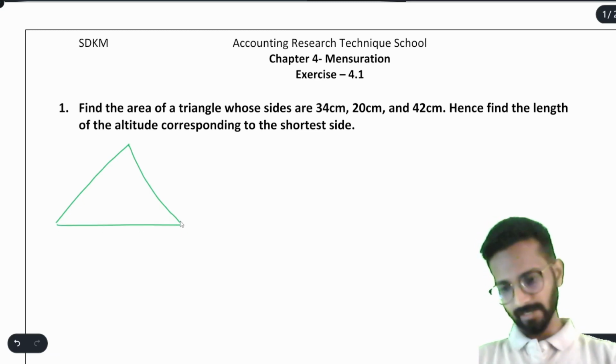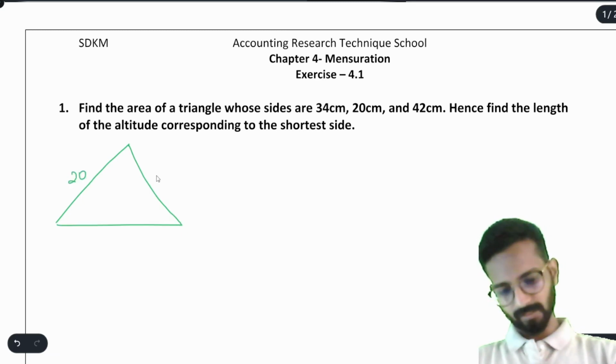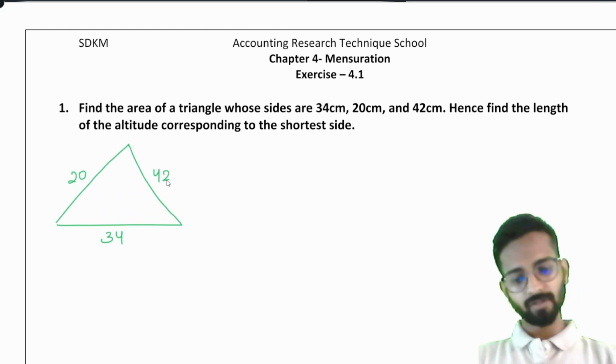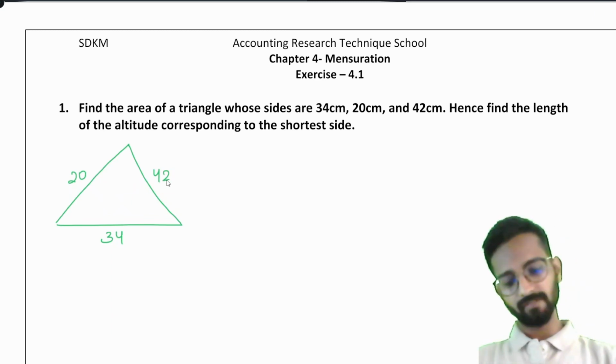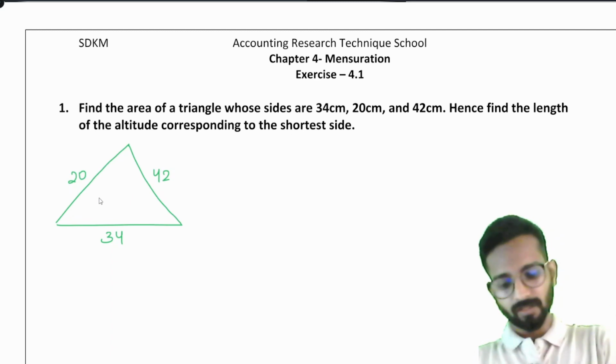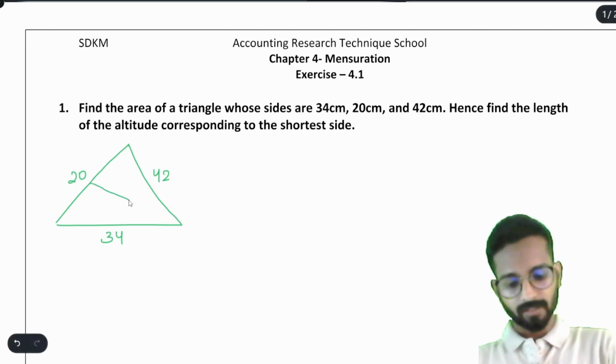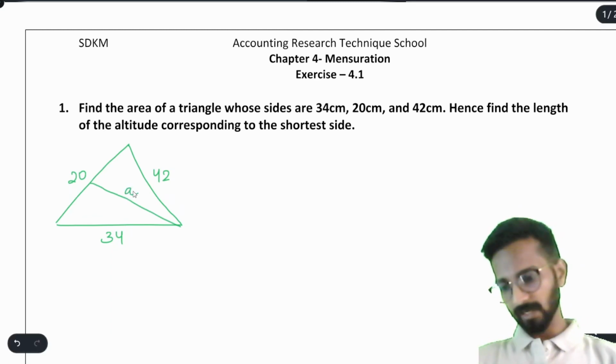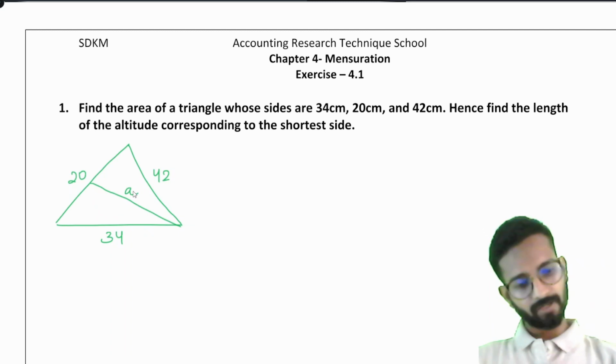Triangle, we have the sides here 20, 34, 20 and 42 centimeter. Now they are saying find the length of the altitude corresponding to the shortest side. Which is the shortest side? This 20 centimeter. So I can draw here like this. This is your altitude. Now suppose this altitude is A.